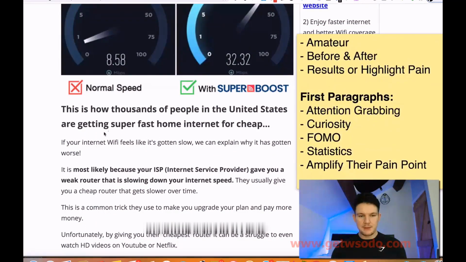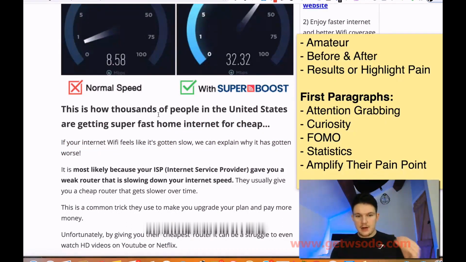So then we move down to the first paragraphs. Again, with the first paragraphs, this says, this is how thousands of people in the United States are getting super fast home internet for cheap. If your internet Wi-Fi feels like it's gotten slow, we can explain why it's gotten worse. It's not written very well, but you can see, again, it's grabbing the attention. We're not selling anything at this point. We're not talking about a product.